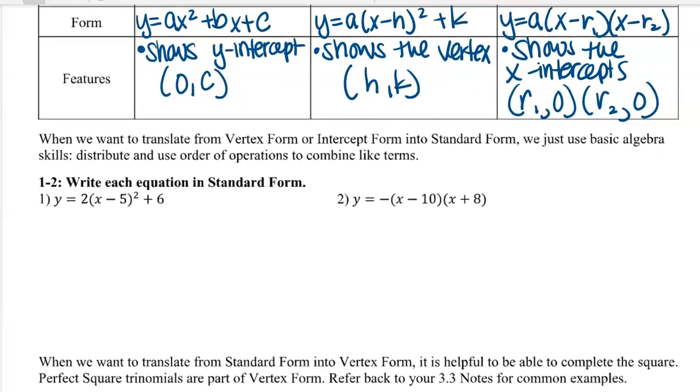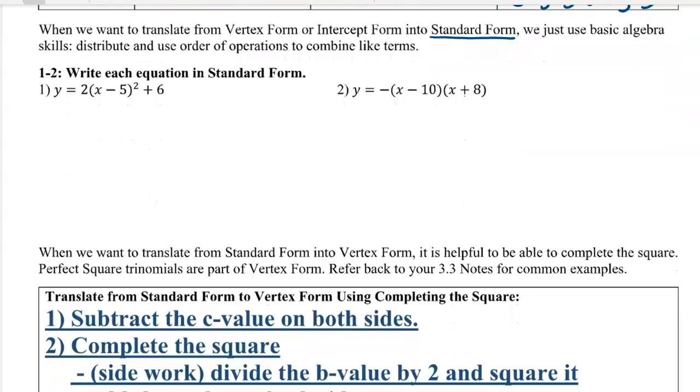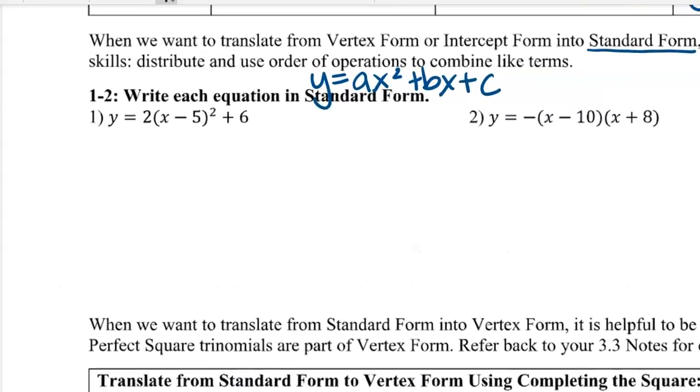All right. So when we want to translate from the vertex form or the intercept form into standard form, we just use basic algebra skill, distribute, and use the order of operation to combine like terms. So let's try it, okay? In examples 1 and 2, it says, write each equation in standard form. And students, standard form is y equals ax squared plus bx plus c. Let's try to multiply these out and then put it in that form.